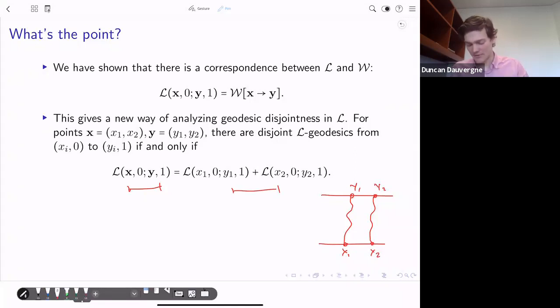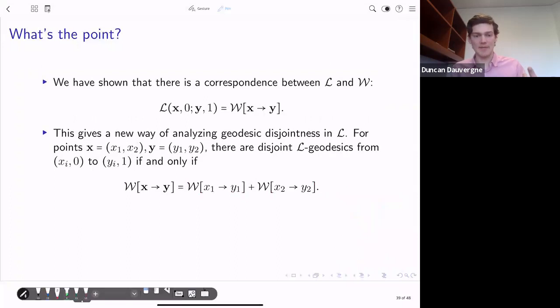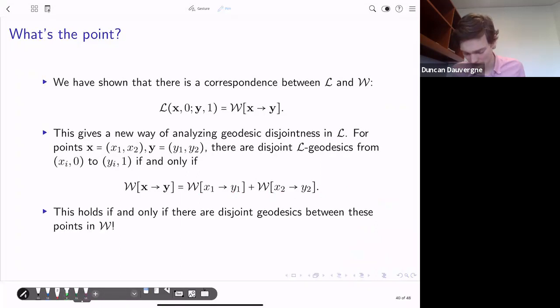But now by this isometry, this is the same thing as the multi-point value in W being the same as the sum of the single point values in W. And now this is true if and only if you see disjoint geodesics between the corresponding points in the parabolic Airy line ensemble, along parabolic paths.